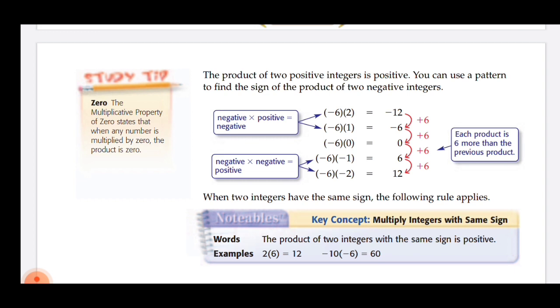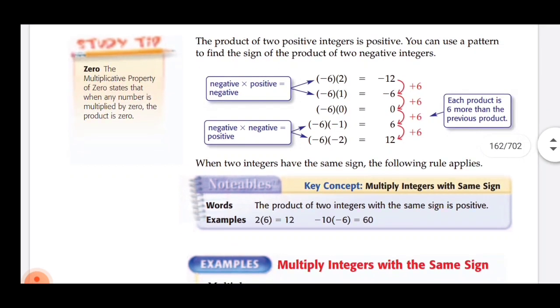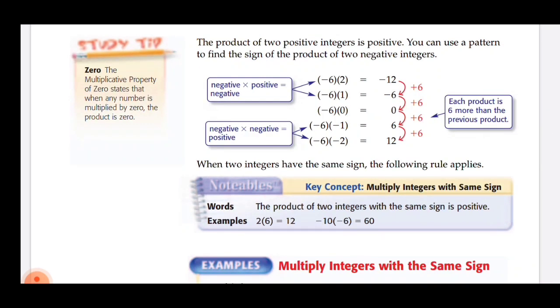The product of two positive integers is positive. You can use a pattern to find the sign of the product of two negative integers. Negative multiply positive equals negative. Example: -6 multiply 2 equals -12. -6 multiply 1 equals -6. -6 multiply 0 equals 0. Negative multiply negative equals positive. Each product is 6 more than the previous product.